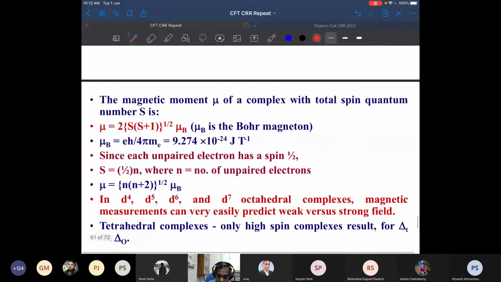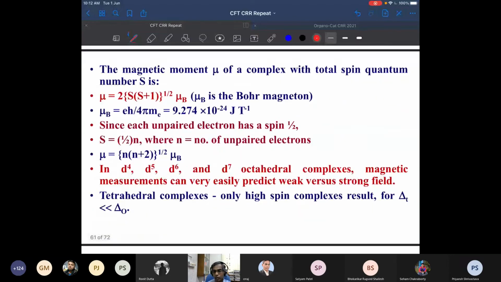Very simple, right? So we are talking about the spin-only magnetic moments. This is one of the success stories of crystal field theory. There are two success stories. The main contributions of crystal field theory are, one, the color of the complex, which we have already studied, and second, the magnetic properties. So this is very important.